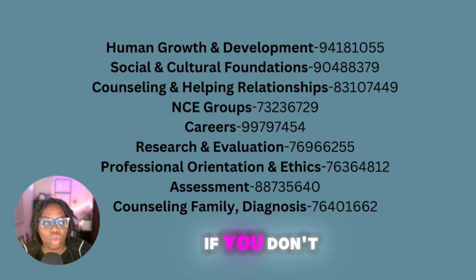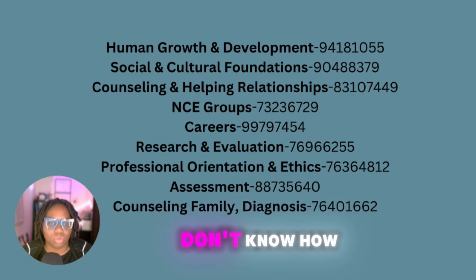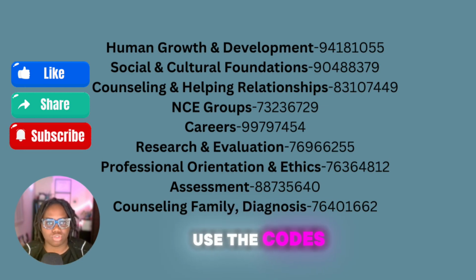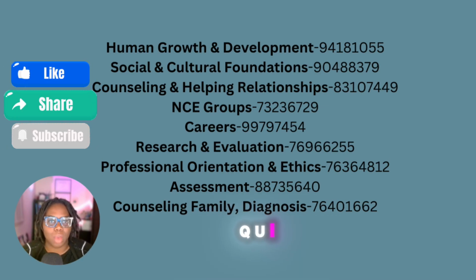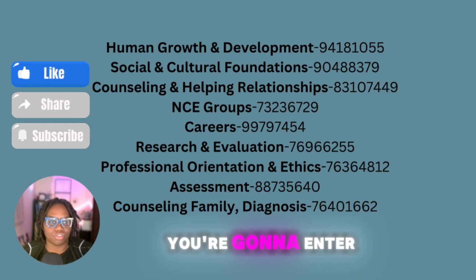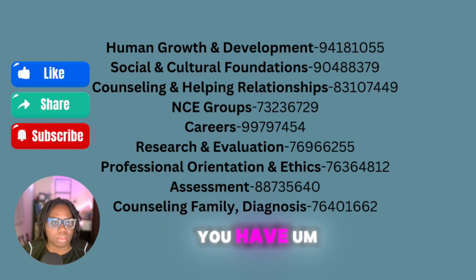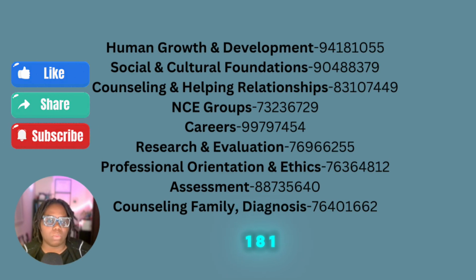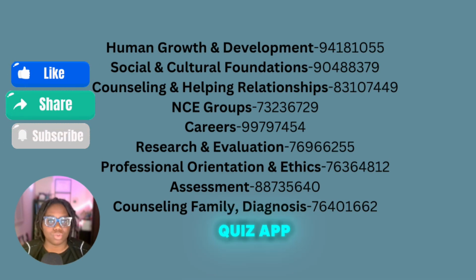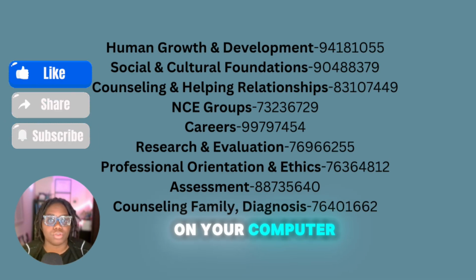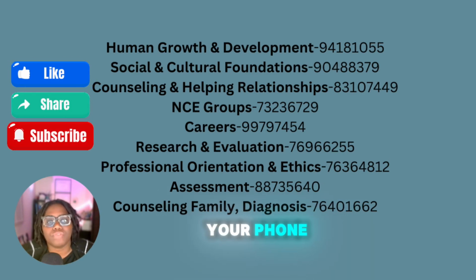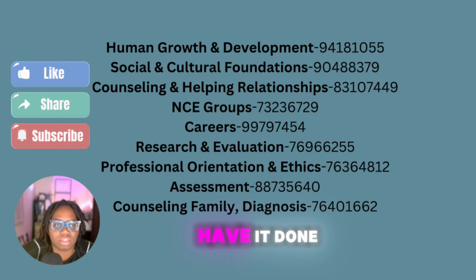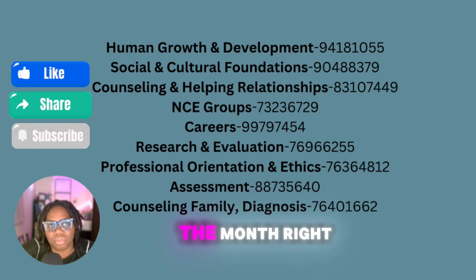If you don't know how to use the quiz codes, make sure you check the link in the description box. It'll tell you how to use the codes. You're going to use the quiz app, Quizizz, and enter the codes that you see. For example, you have human growth and development, and you have this code here, 941811055. You're going to enter that code into the quiz app and use it either on your computer or on your phone. There is no time limit as far as when you have to have it done, just the time limit of a month, right?